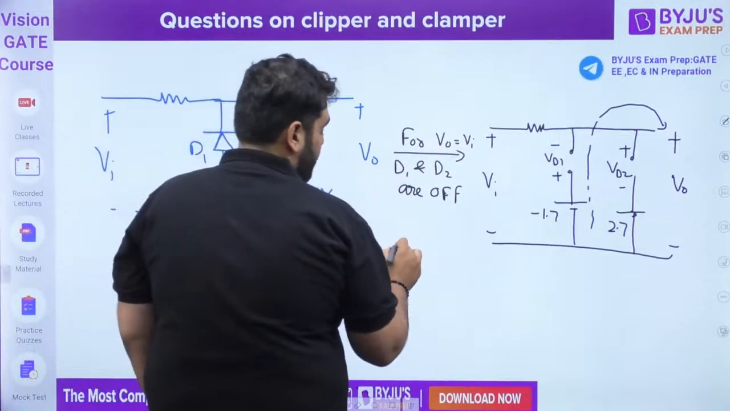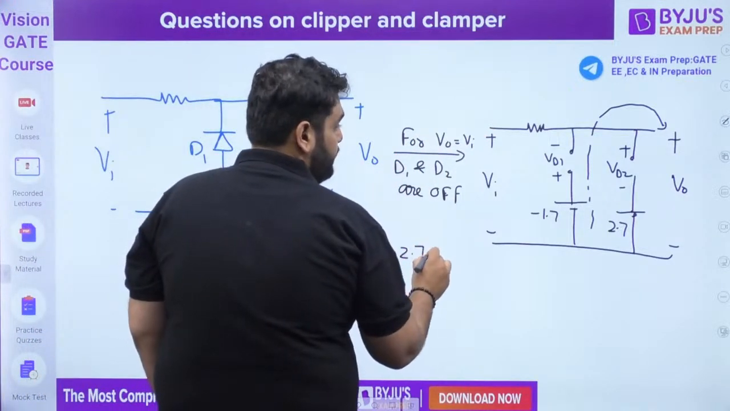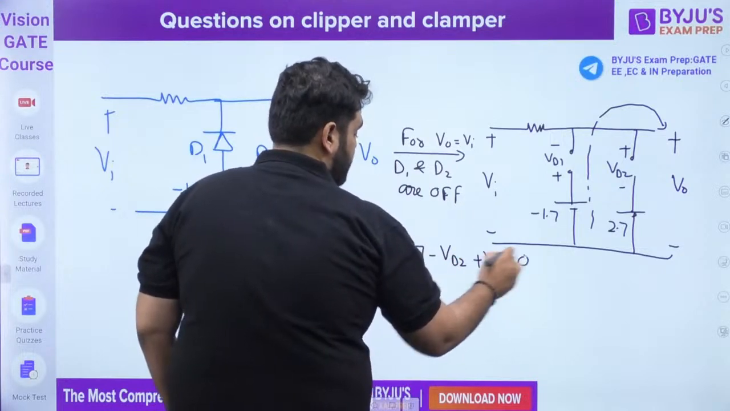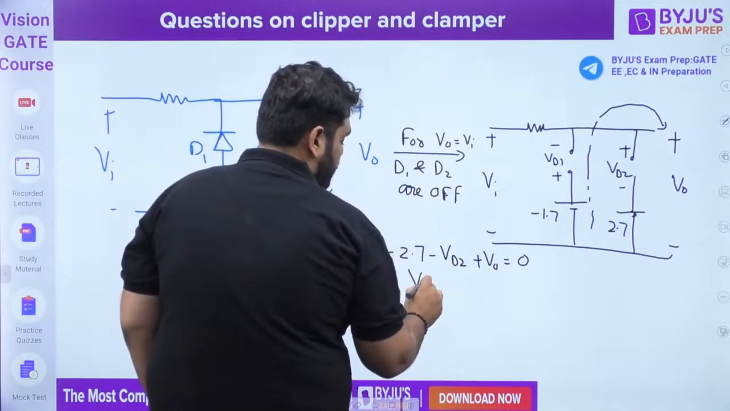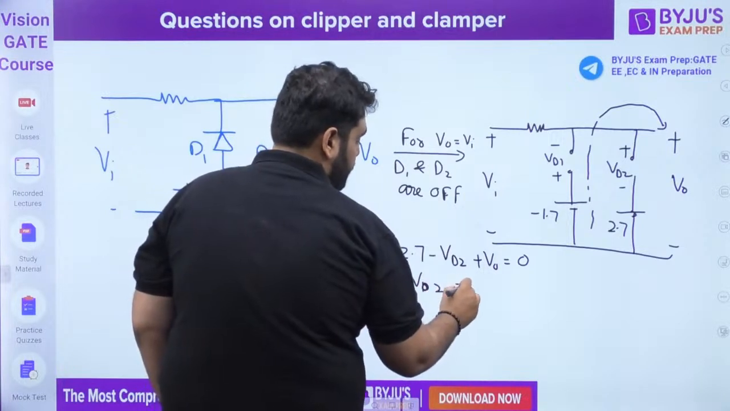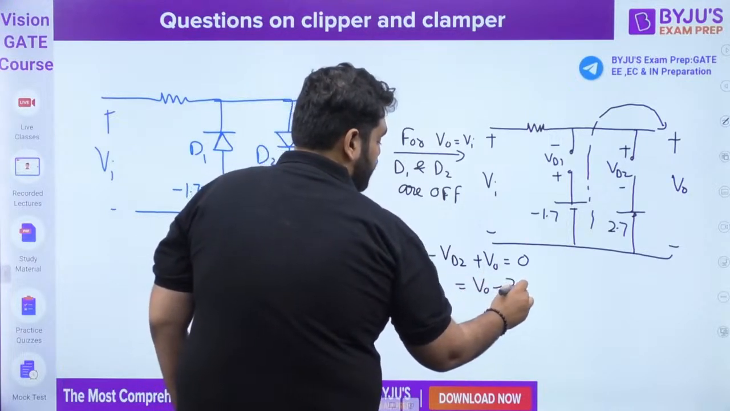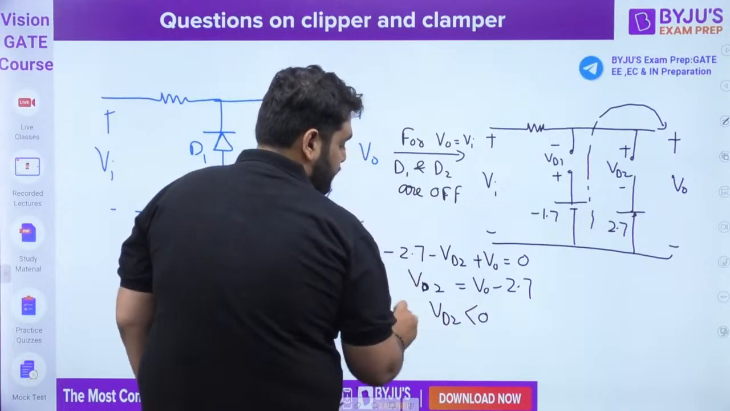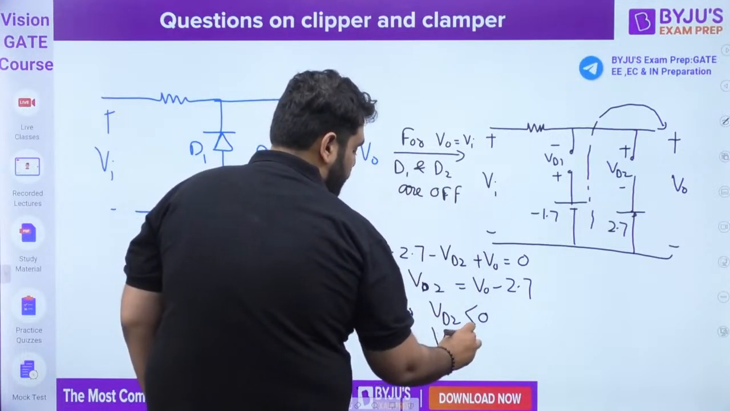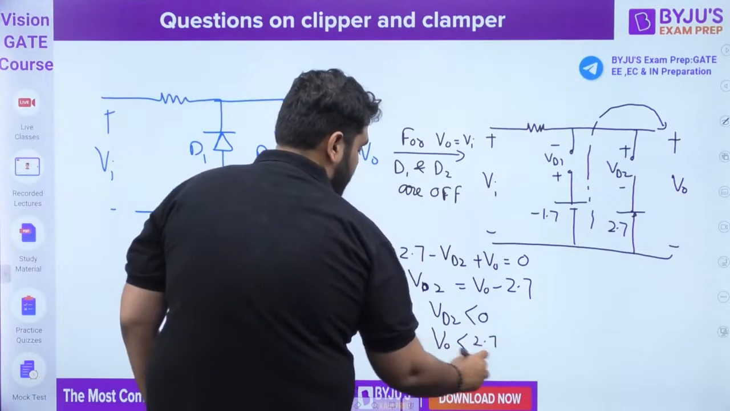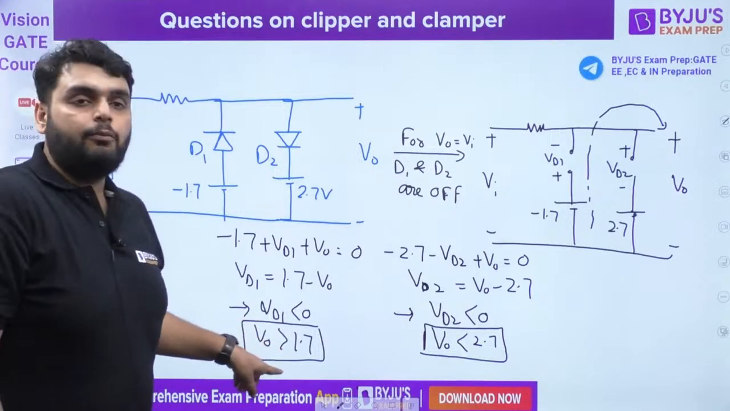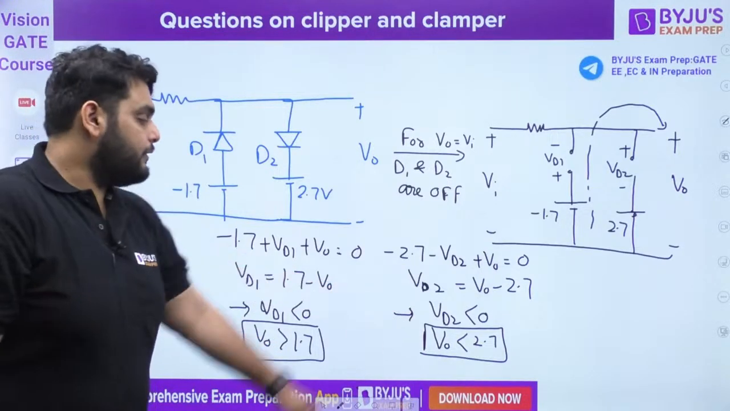Now here also we have minus 2.7 minus VD2 plus V0 equal to 0. From here VD2 comes out to be V0 minus 2.7. So for VD2 to be off, it should be less than 0. Output voltage should be less than 2.7. So we got two regions. Output voltage is more than 1.7. Output voltage is less than 2.7.